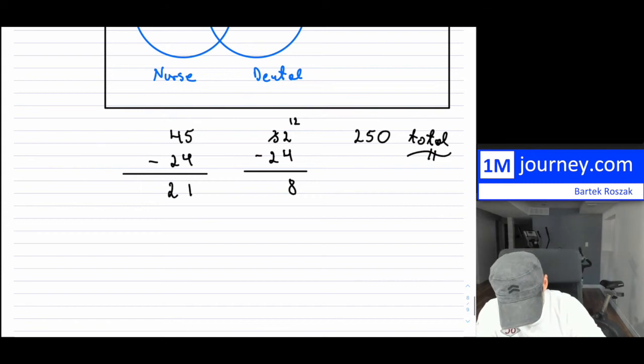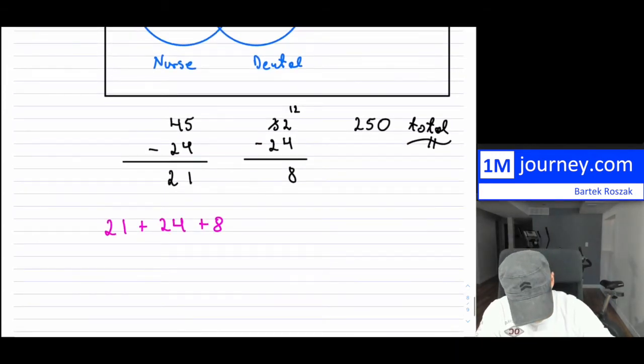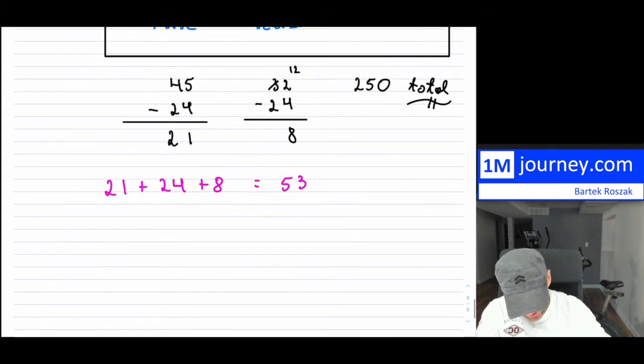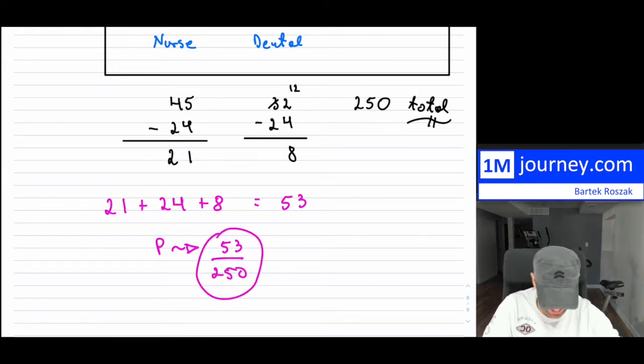In terms of all of them, that's 21 plus the 24 plus the 8. I'm adding all of them up, since those are all the different students that I have. So that's 45, and then it's going to be 53. And now the probability is going to be 53 out of 250. And you can change that to a percent if they ask you to.